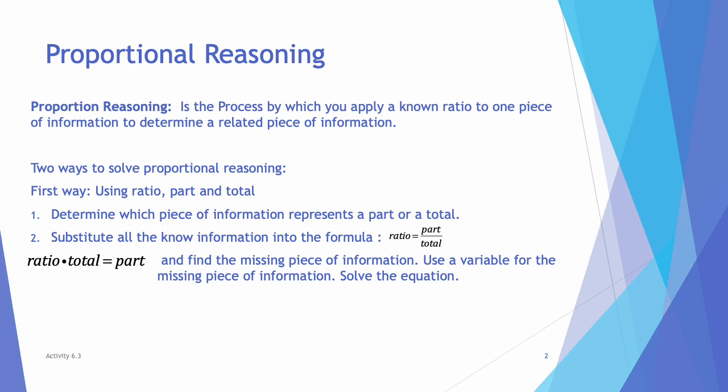The first way, we use a ratio, which is a part and a total. We first determine which piece of information represents a part or a total. And then we substitute all the known information into the formula ratio equals part over total. Or you can use the formula ratio times total equals part and find the missing piece of information. Use a variable for the missing piece of information and solve the equation.